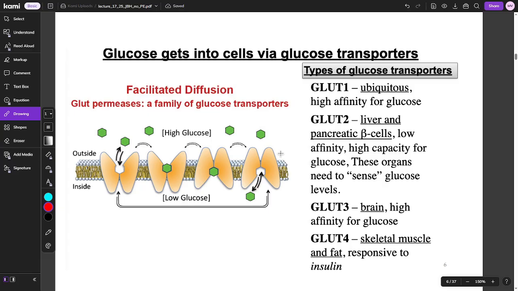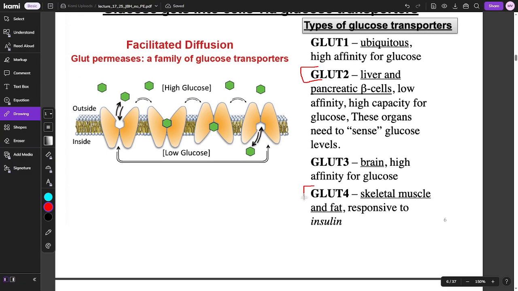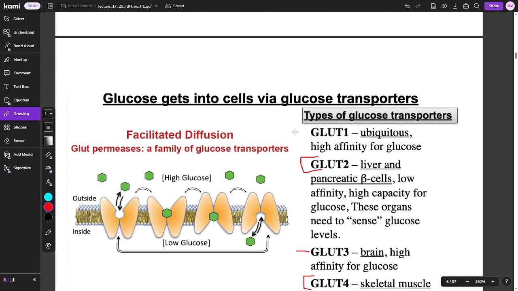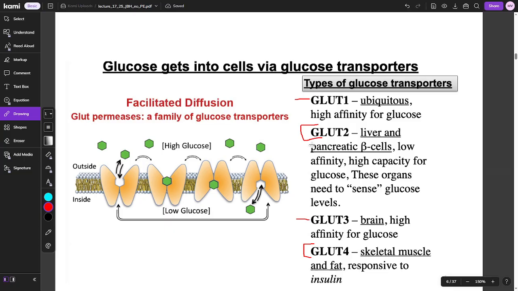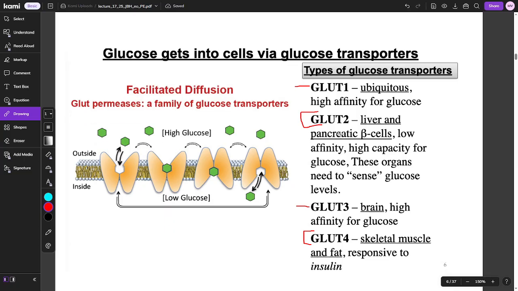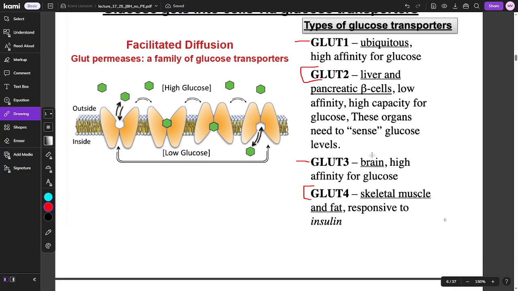So here are some things to know. GLUT2 is for sure quite important, and GLUT4 too; those are the main ones you definitely should know. GLUT3 is helpful, and GLUT1 is also kind of helpful, but I would say GLUT2 and GLUT4 for sure. GLUT2 is liver, GLUT4 is muscle, and GLUT3 is brain, with very high affinity for glucose.